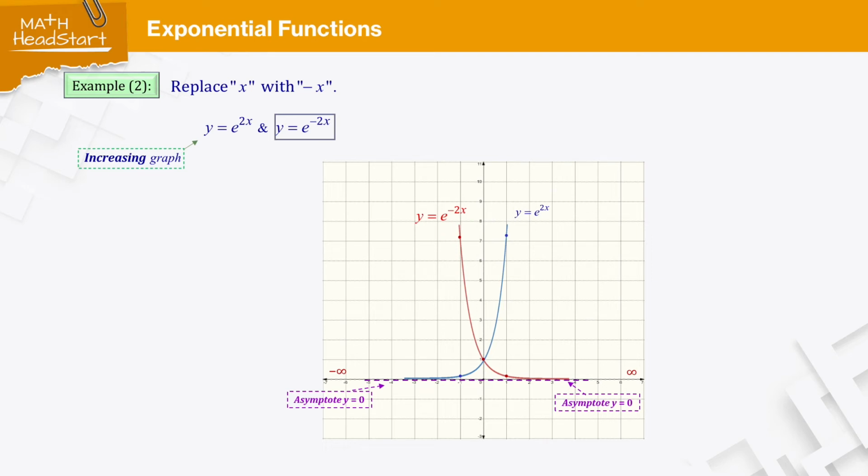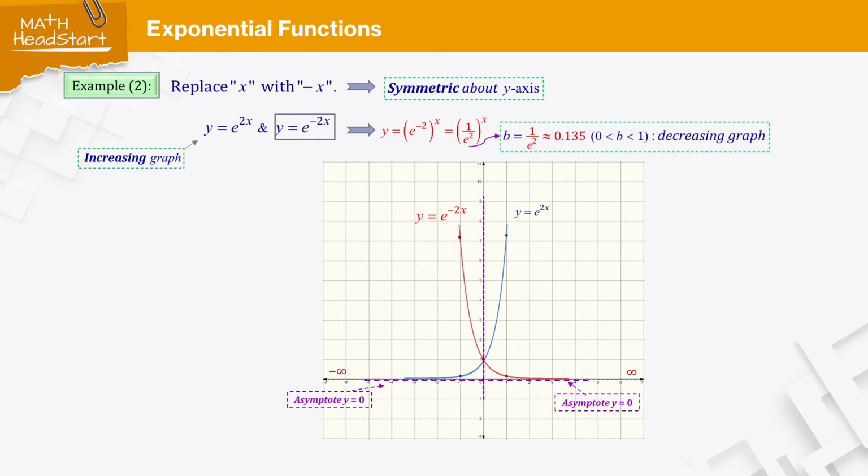The graph is decreasing. If we replace x with negative x, then we can see the two graphs are symmetric about the y-axis with each other. Please note that we can rewrite the function e to the negative 2x as quantity 1 over e squared to the x. So the second graph is the base between 0 and 1 case. That's why it is indeed a decreasing graph.